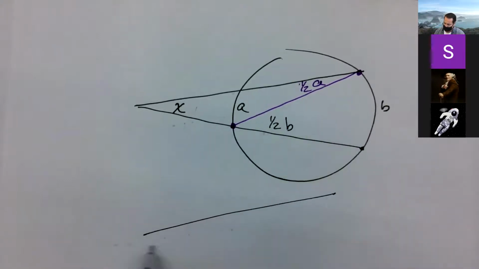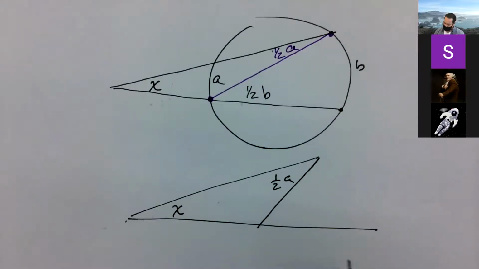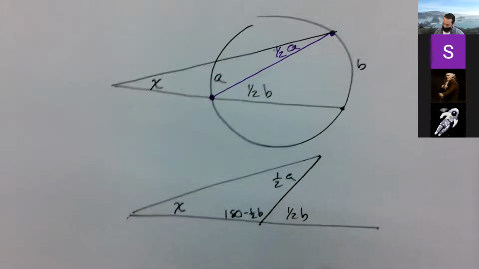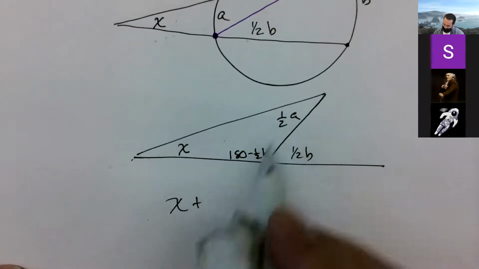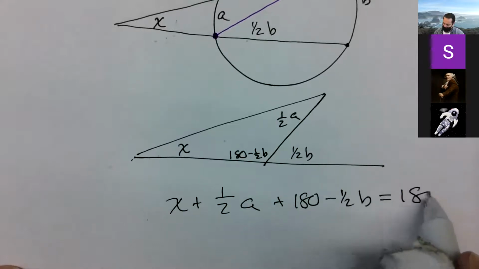I'm going to redraw this a little bit. So I've got X here. I've got 1/2 A here. And I'm trying to find this angle. So far, I've only got 1/2 B. What's this angle? Really good. 180 minus 1/2 B. And now these 3 angles together add up to how much? 180, right? Because it's a triangle. So I'd say X plus 1/2 A plus 180 minus 1/2 B, and all of that should equal a triangle, or 180.